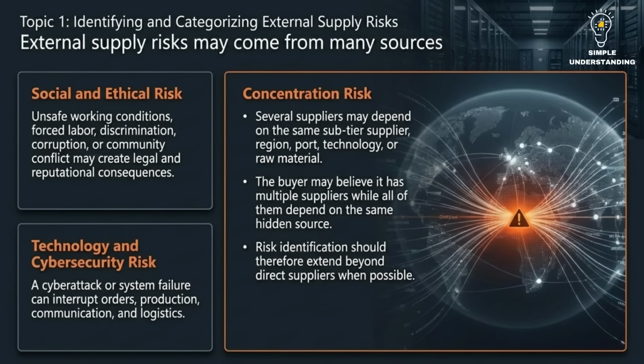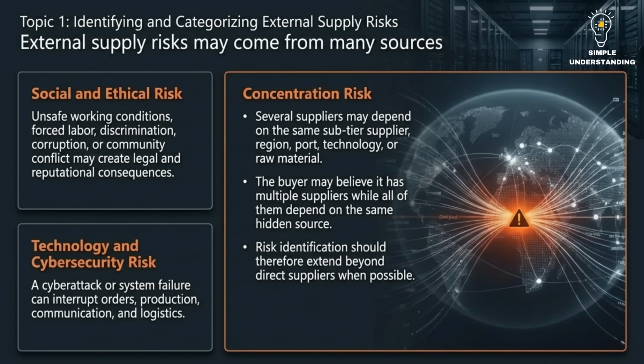Social and ethical risk. Unsafe working conditions, forced labor, discrimination, corruption, or community conflict may create legal and reputational consequences. Technology and cybersecurity risk. A cyber attack or system failure can interrupt orders, production, communication, and logistics.